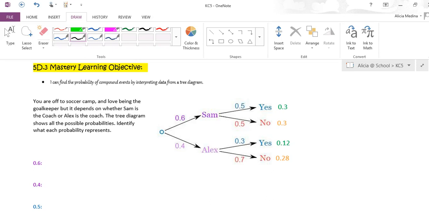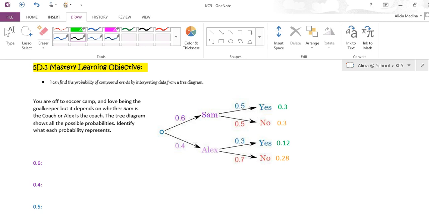Hey guys, in this video we're going to be covering activity 5D.3. Our mastery learning objective is I can find the probability of compound events by interpreting data from a tree diagram. So very similar to what we did in the last video, obviously everything here is already solved for us. So what we're going to have to do is annotate what is going on in words. Like where are we seeing all these numbers? What do they mean? What do they stand for?